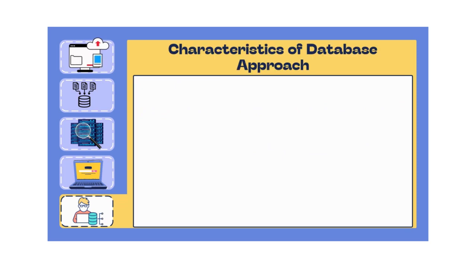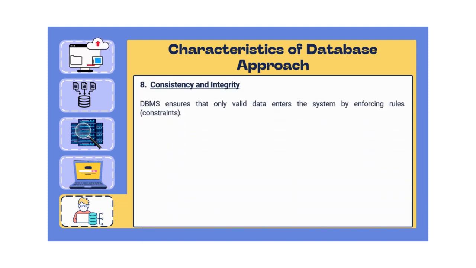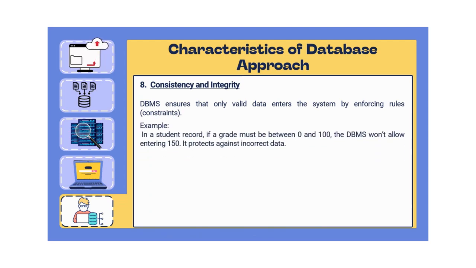The eighth characteristic of database approach is consistency and integrity. The DBMS ensures that only valid data enters the system by enforcing rules like constraints. Example: in a student record, if the grade must be between 0 and 100, the DBMS won't allow entering 150. It protects against incorrect data.